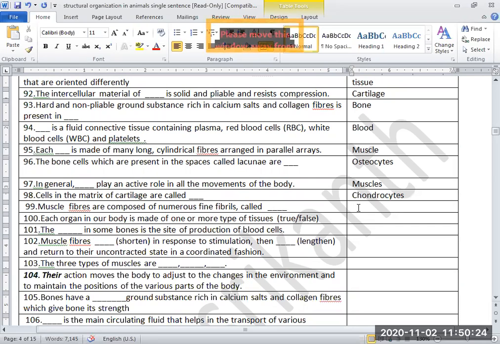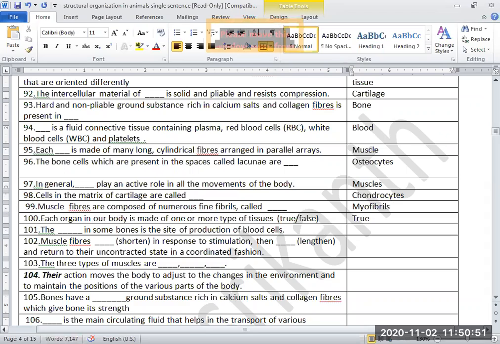Next, muscles are composed of numerous muscle fibers which are composed of numerous fine fibrils. What do you call those fibrils? Myofibrils. Very good. Each organ in our body is made of one or more types of tissues. Is it true or false? True. Each organ is made of one or more types of tissue.